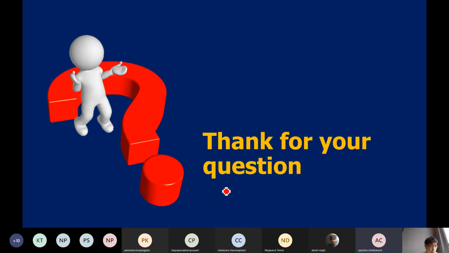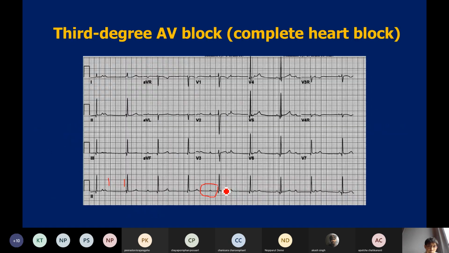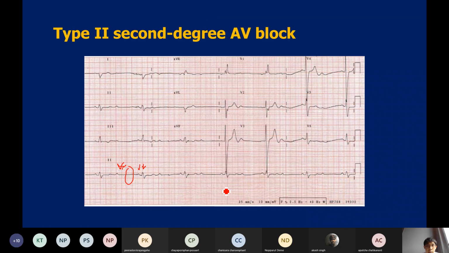Could you mind to explain high grade AV block again? High grade AV block, okay. High grade AV block is the block that's more severe than the second degree AV block, because you can see that in second degree AV block, there is some conduction from the atrium to the AV node. The conduction between the atrium and ventricle would not be less than 3 to 1.